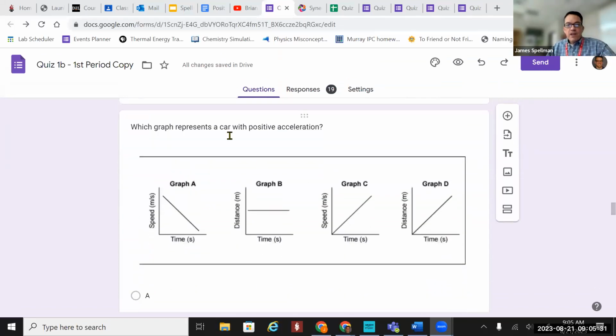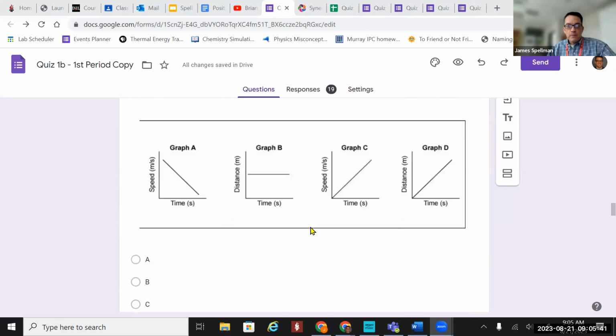If we have a positive acceleration, that means we're speeding up. The only one that we've got that's speeding up is graph C, because over time the speed goes up. By definition, that's what acceleration is.